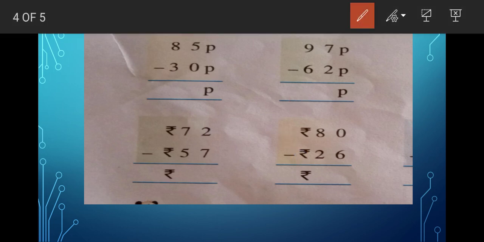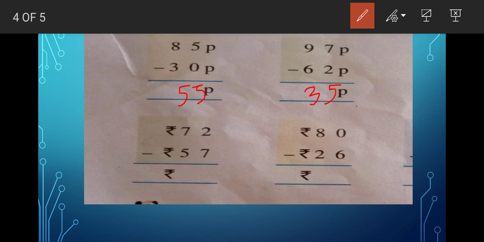Okay, so here 7 minus 2 will be how much, children? It will be 5. And don't forget to write the p. P minus p will be p. So here also you have to write the p. If you don't write p, you are not going to get full marks. Okay, 9 minus 6 will become how much, children? It will be 3. So the answer is 35p. In the same way here, 5 minus 0 will be 5. Okay, here 8 minus 3 will become how much? It will become 5. Okay, so the answer is 55p.